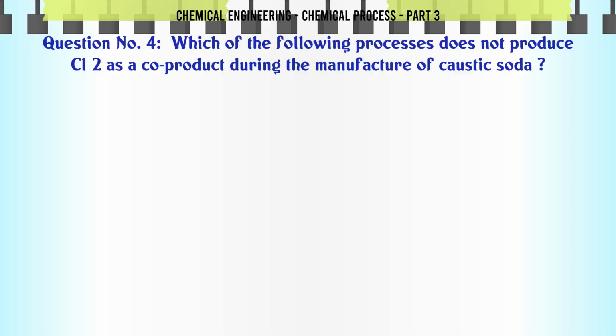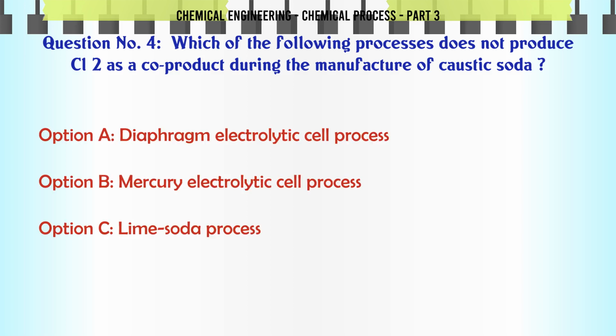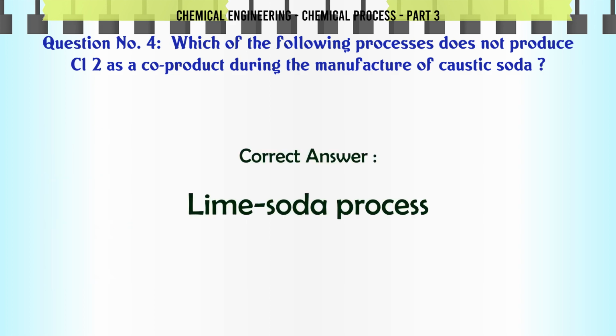Which of the following processes does not produce Cl2 as a co-product during the manufacture of caustic soda? A. Diaphragm electrolytic cell process, B. Mercury electrolytic cell process, C. Lime soda process, D. None of these. The correct answer is lime soda process.